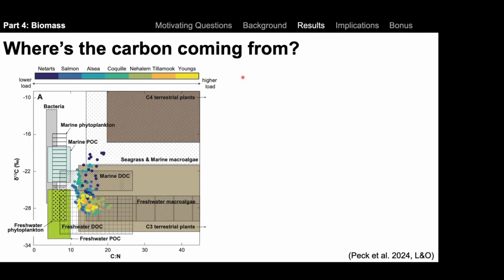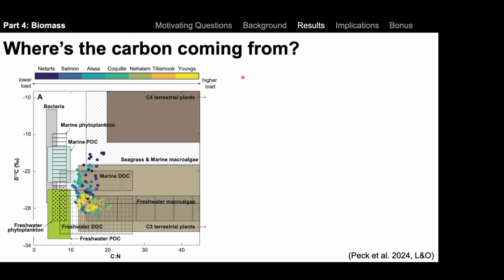And the colors are the 7 different estuaries, and I've color coded them so that yellow is higher sediment loads, darker blue, lower sediment loads. And what we can see looking at the stable carbon isotopes plotted against the C to N ratio is that the systems that have greater fluvial sediment input seem to be having a fresher organic matter source, whereas the salt marshes that have smaller rivers have a slightly more marine source.